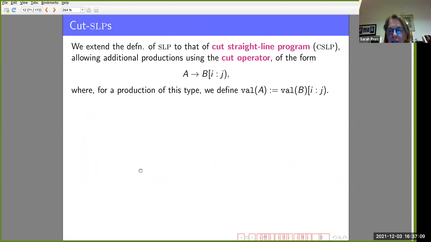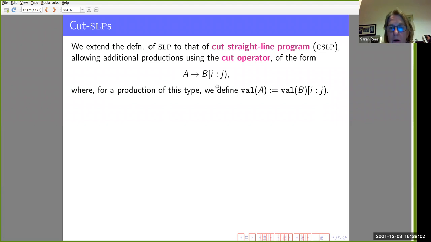Okay, so we're going to add two extra tricks, right? And the first extra trick that we're going to add is extra operators, which are called cut operators. So we're going to allow productions of the form A goes to B, I, J, which define a subword, right? So if I have a production of this type, then the ultimate output from the variable A is formed from the ultimate output of the variable B by taking the subword of it that starts at I and finishes at J minus one. So the value of the variable A is the subword of the value B defined by the pair of integers I and J.